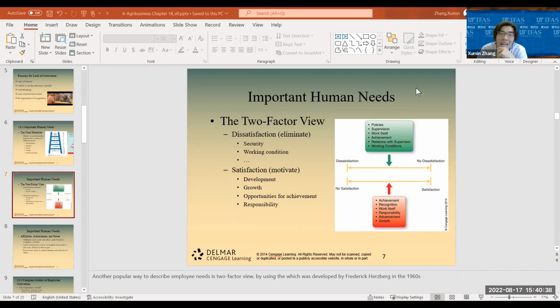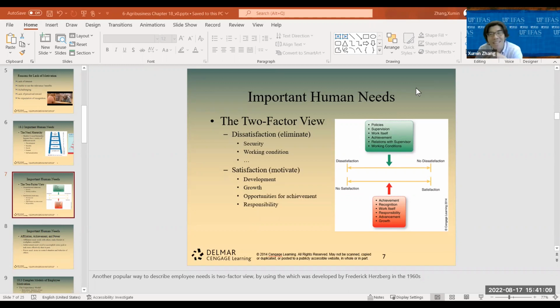But for the other dimension, the satisfaction factor, we need to motivate satisfaction through development, growing, the opportunity for achievement, the sense of achievement, taking more responsibility, and challenge. Those are the satisfaction factors. Without them, you are not satisfied. With them, you are satisfied.